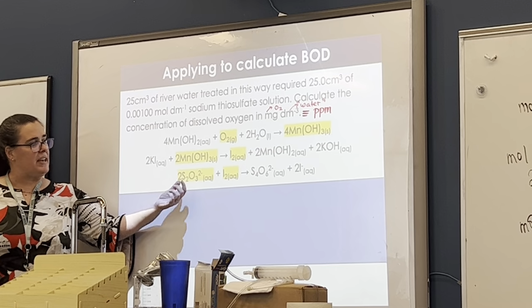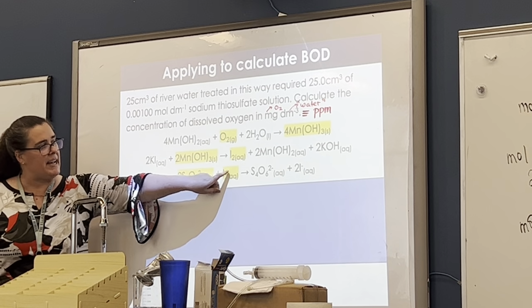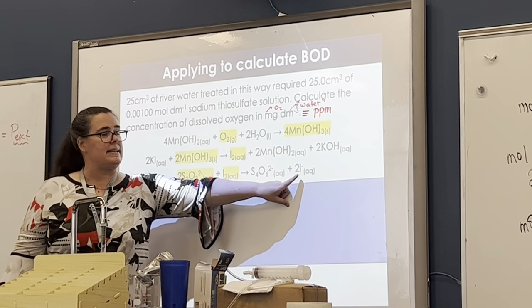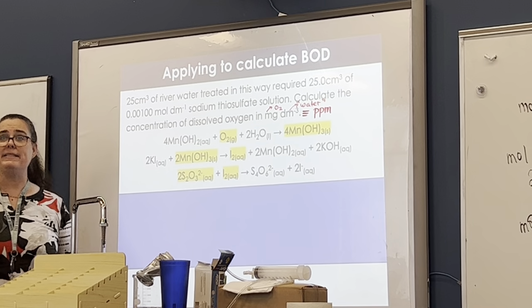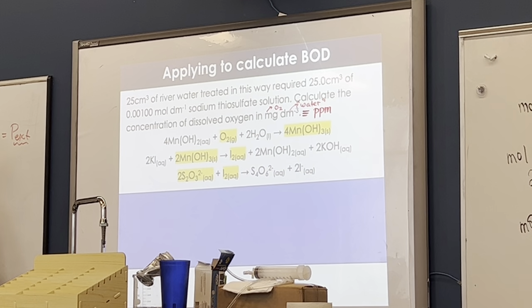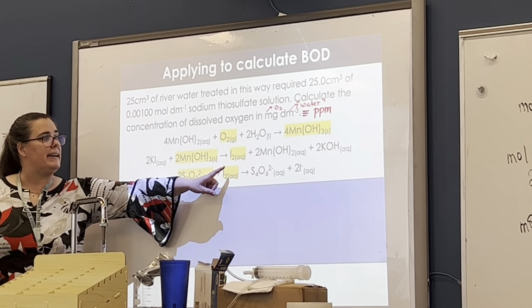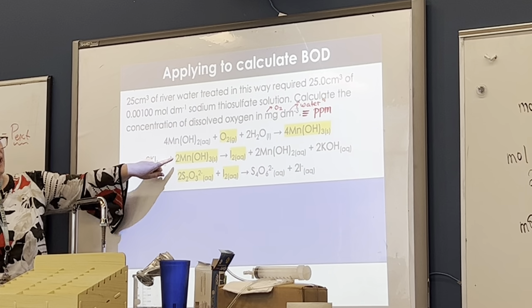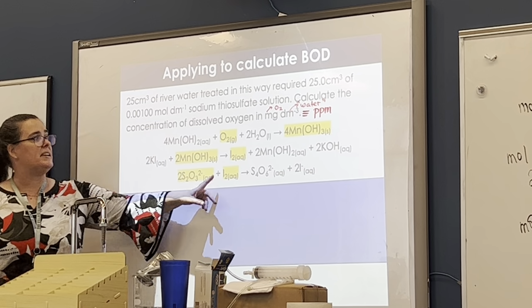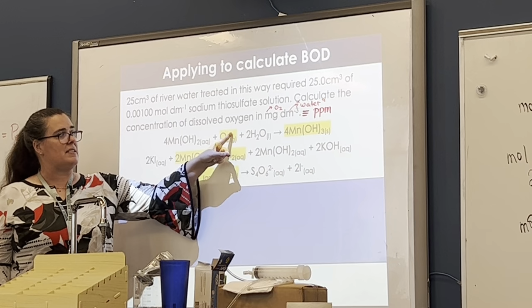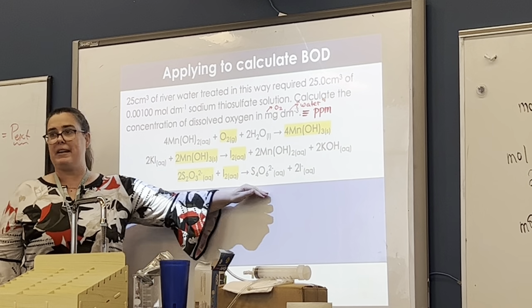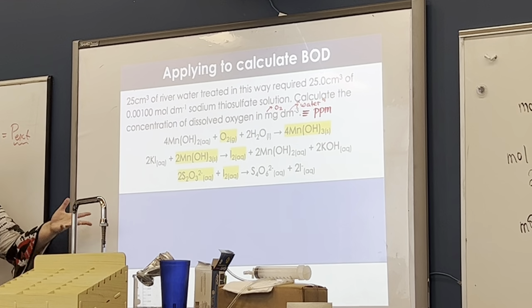But thiosulfate can be used to convert all of the I2 that was made back to I- quantitatively. So we could figure out exactly how much iodine was made, which would be related to how much of this manganese got oxidized, which would be related to how much of this oxygen there was, by doing a titration using starch and thiosulfate.